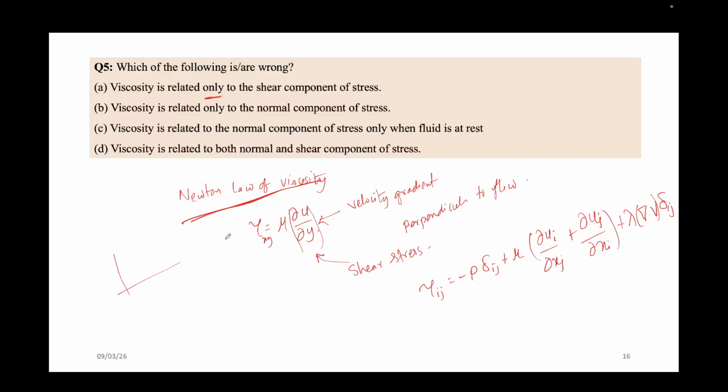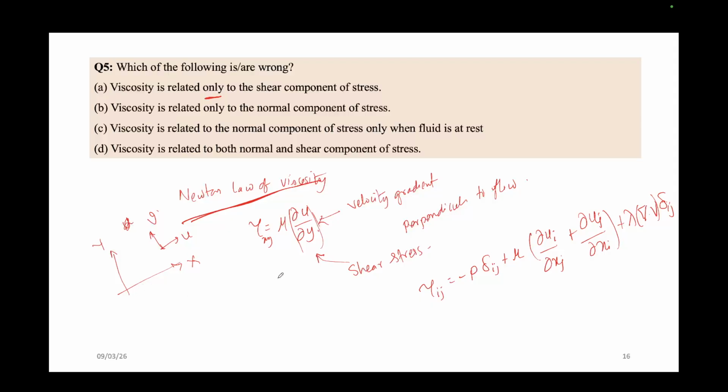Just tell me one thing. What is U? In which direction? U is in the X direction. V is in the Y direction, right? So if you recall this thing, u is there and its derivative is with respect to y. That means the flow is in the x direction, but the derivative is taken with respect to the y direction. That means it's a shear stress.